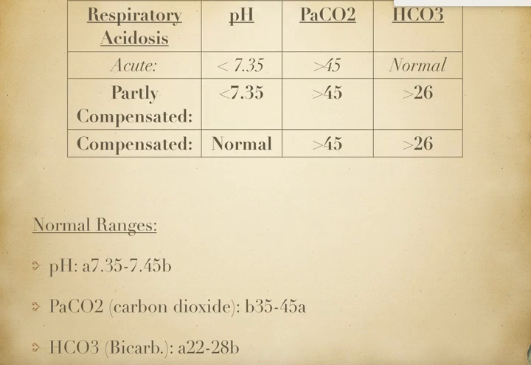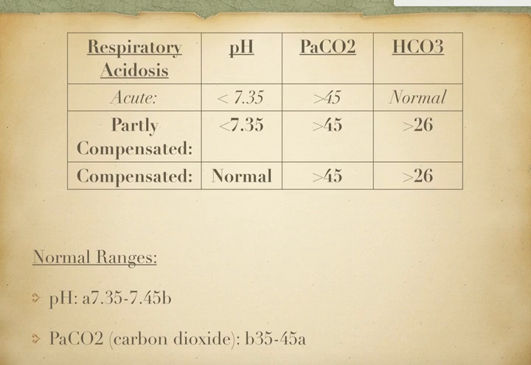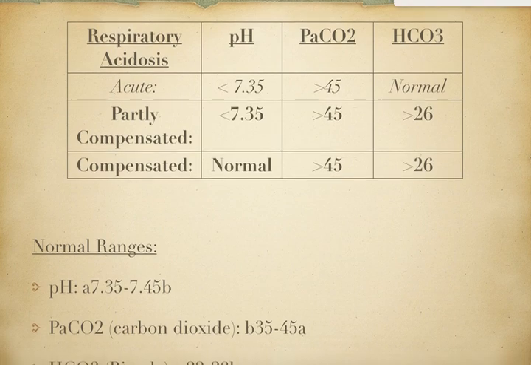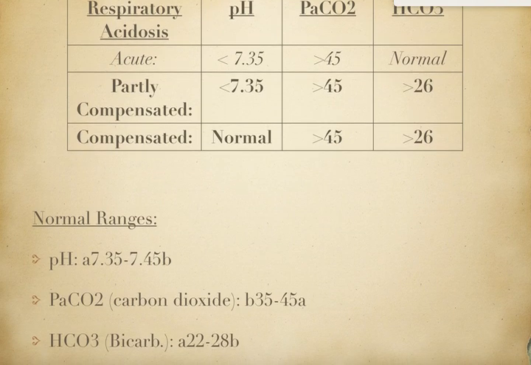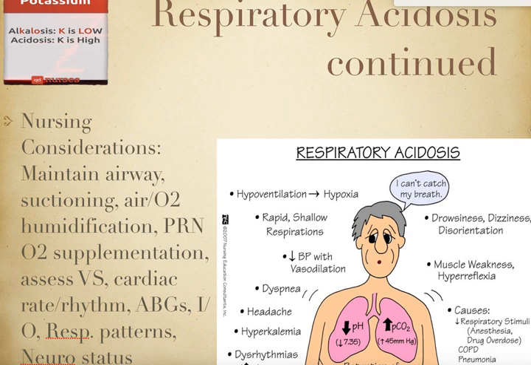So this slide just gives you the acute, partially compensated values. I would focus on the acute condition for this term. As you progress to next term, Lisa will give you additional information about the compensation process. Respiratory acidosis continued. So with acidosis, your K is going to be high. That's our little reminder in the top left corner.